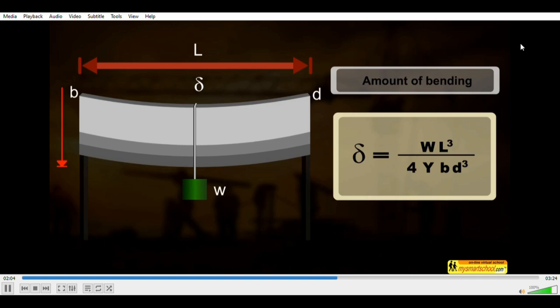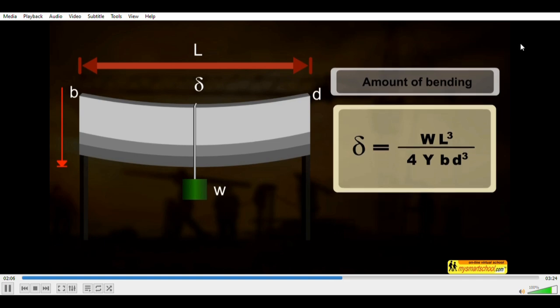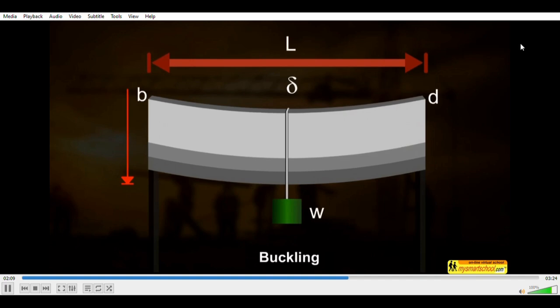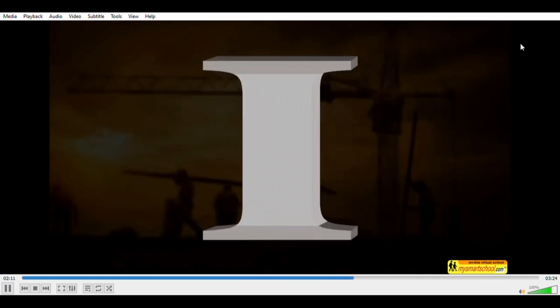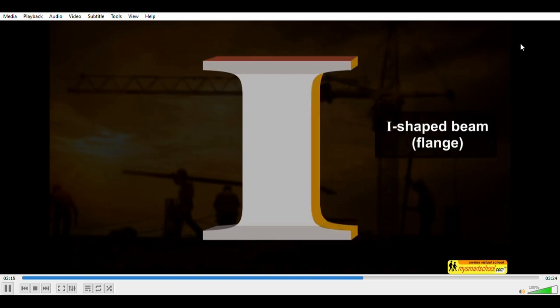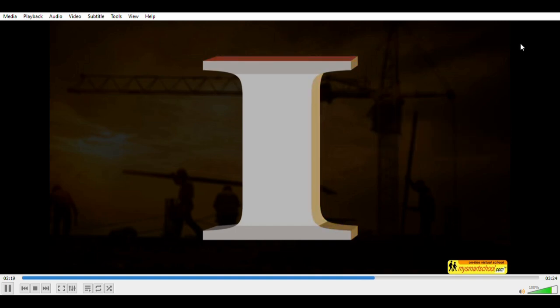But on increasing the depth, the bar may bend as shown. This is called buckling. To avoid buckling, changes in both the breadth and depth are made and an I-shaped beam flange is used. This section provides a large load-bearing surface and enough depth to prevent bending.